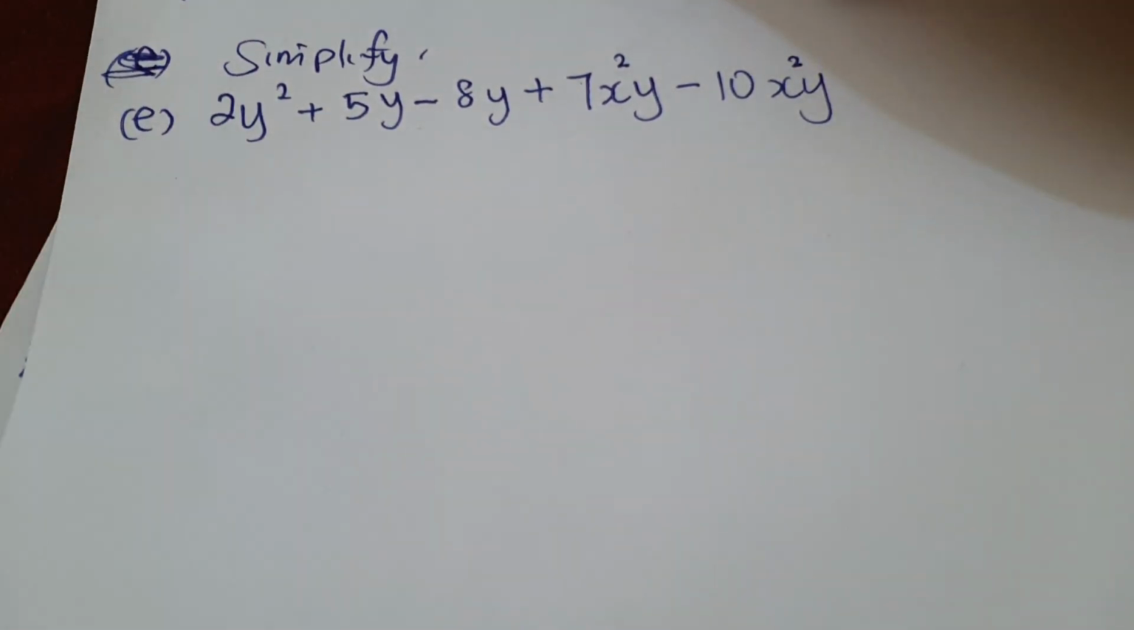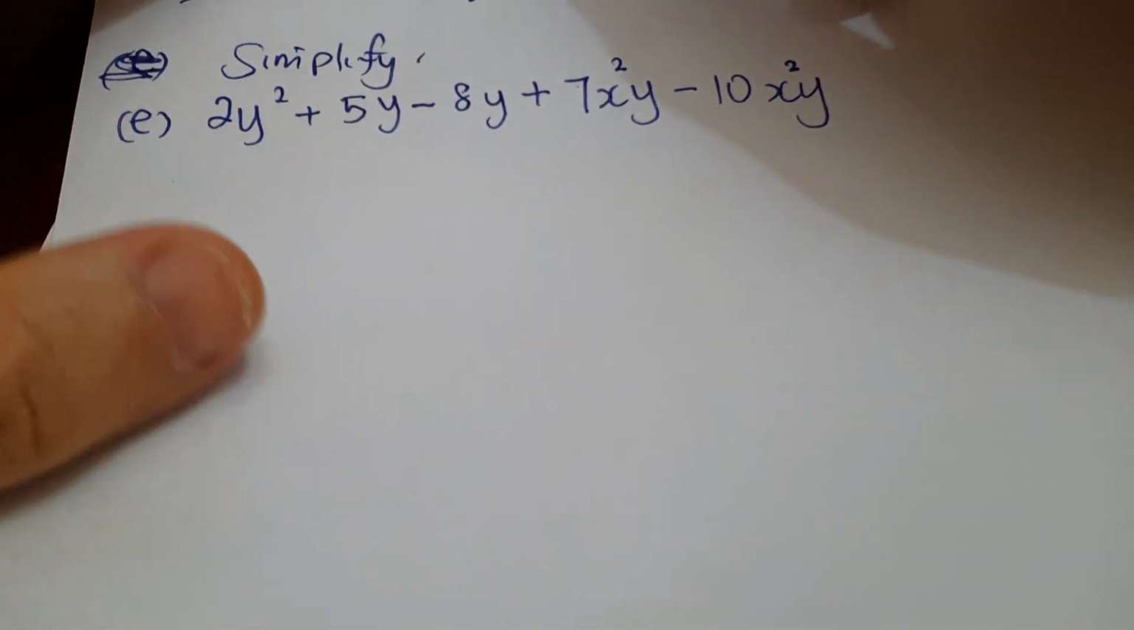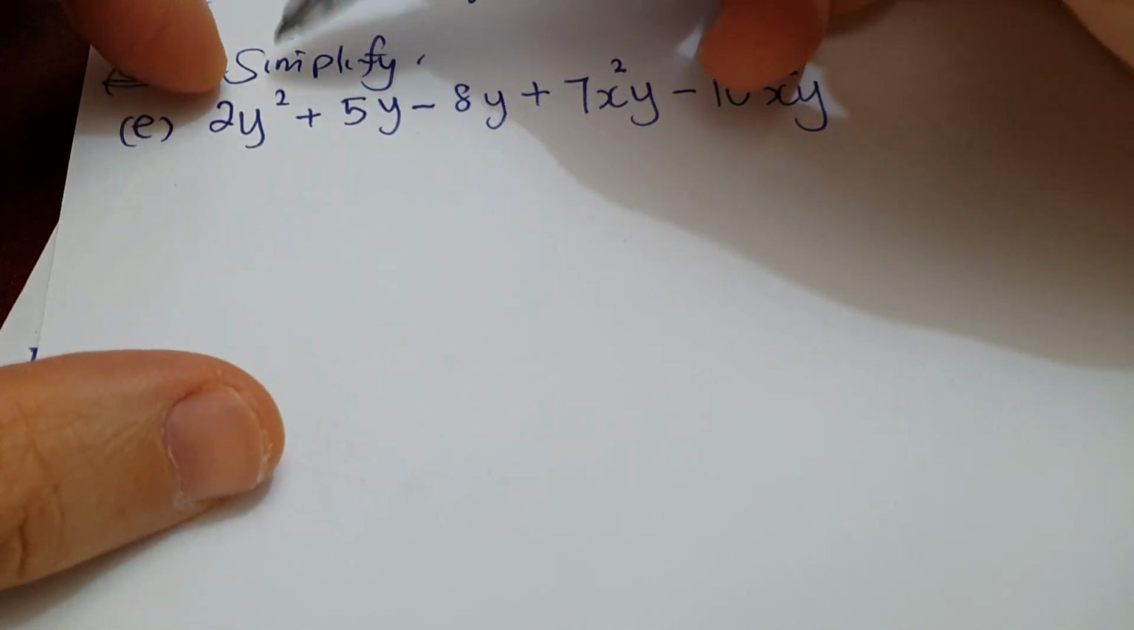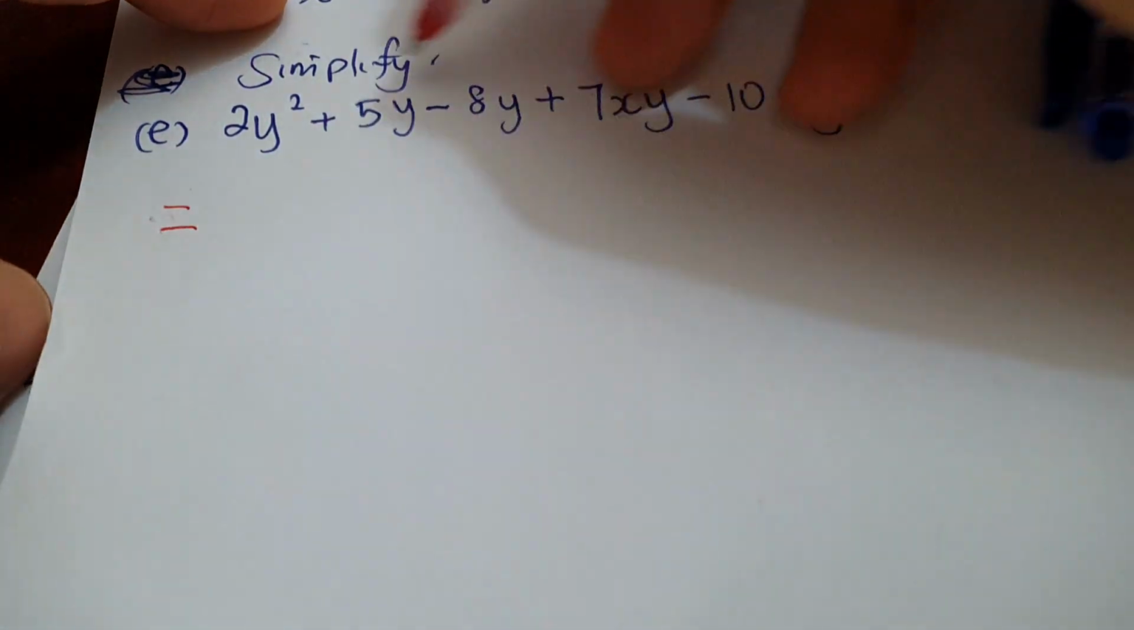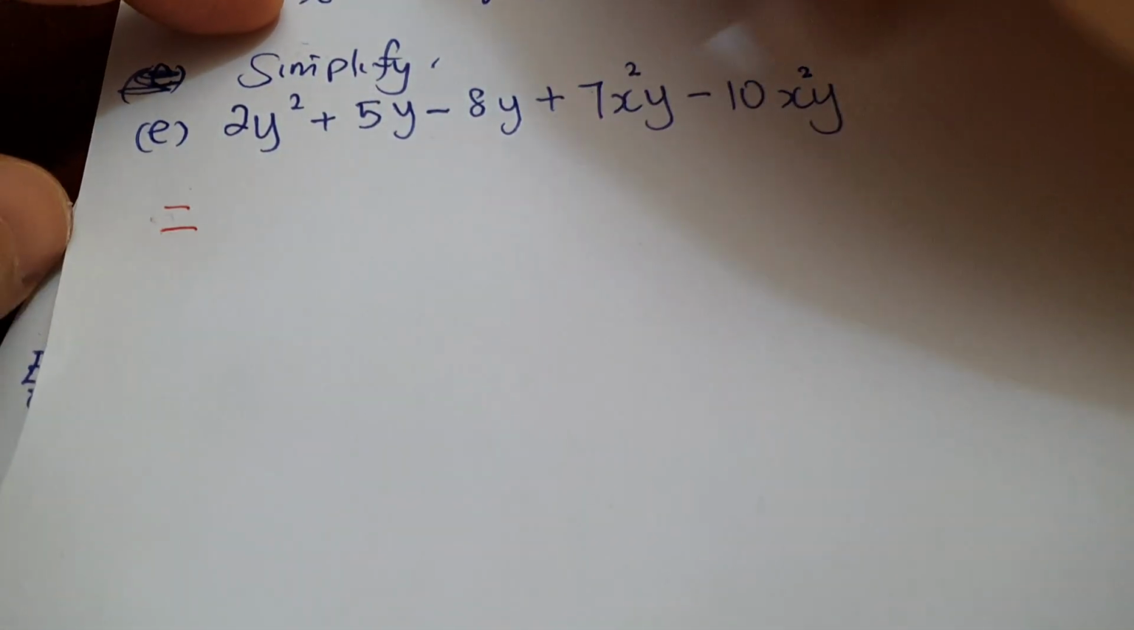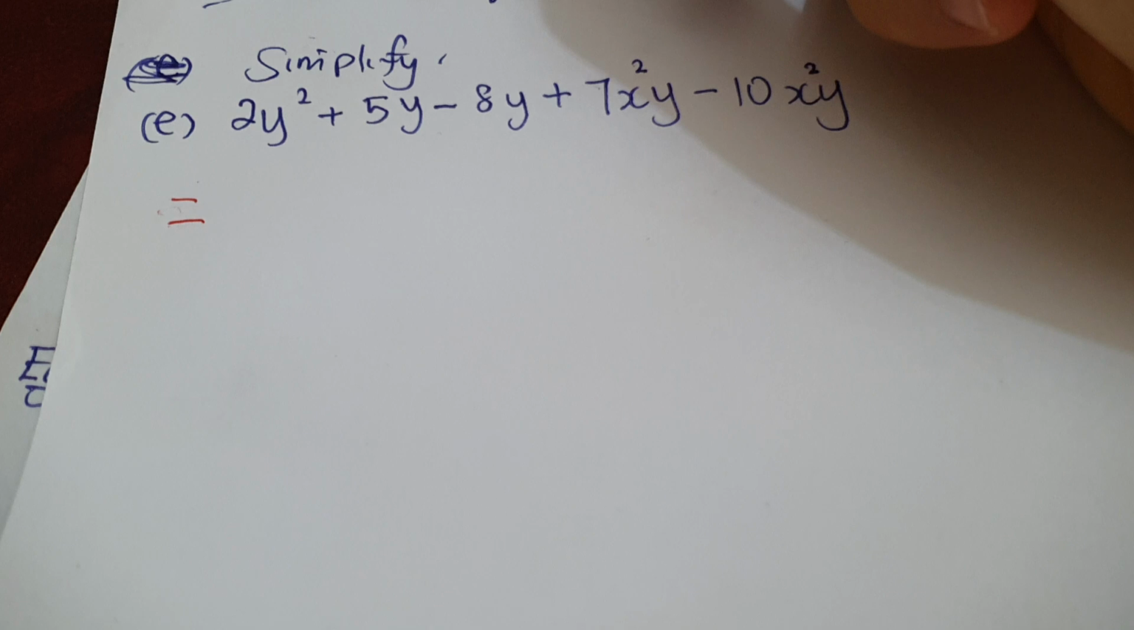Okay, let's carry on with simplifying because there are many different types that you can be asked to simplify. What does simplify mean? It means to make the given expression as simple as possible. Now, how do you make it as simple as possible? Whatever you can combine together, you combine together.